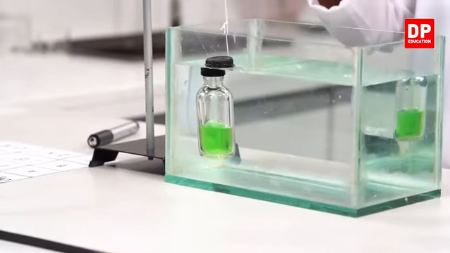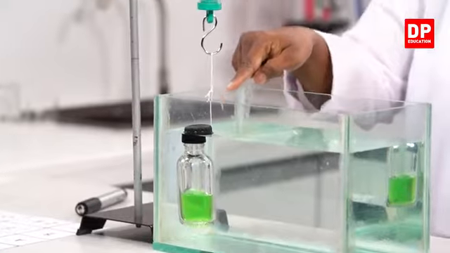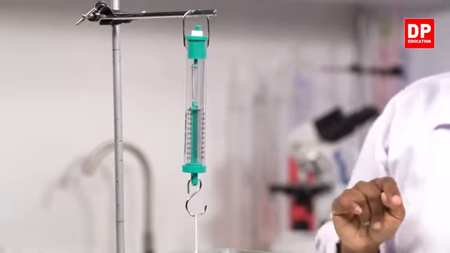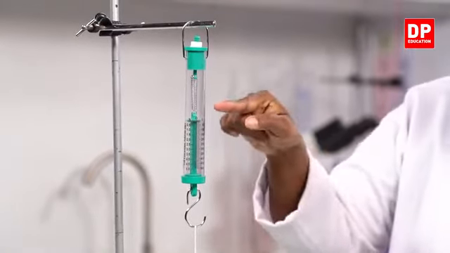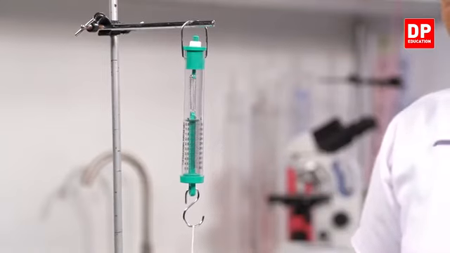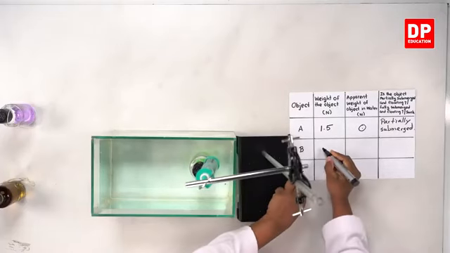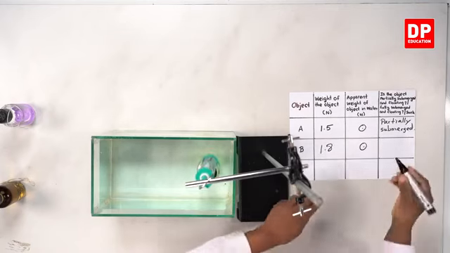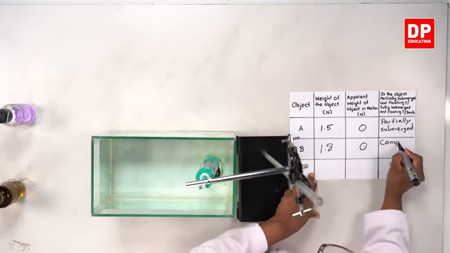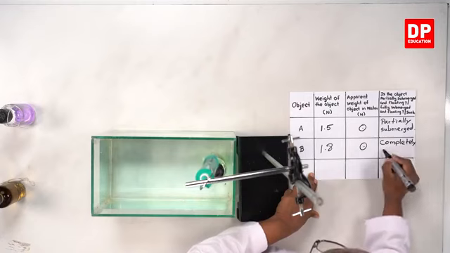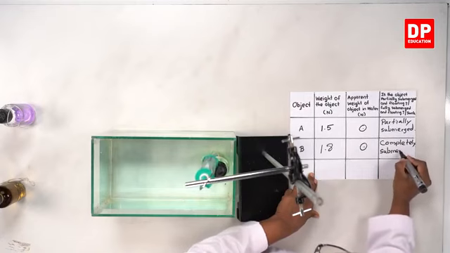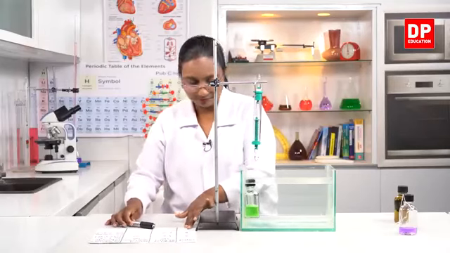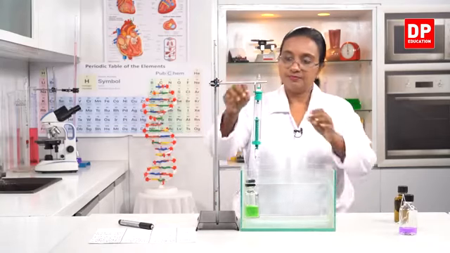You all can see the reading, students. It is 0. Now the thread is straight, twine is straight, and the object is floating completely submerged in water. You can see the reading. The Newton balance reading is 0. So here the weight of the object was 1.8 Newton and the apparent weight is 0. So here it is completely submerged in water.